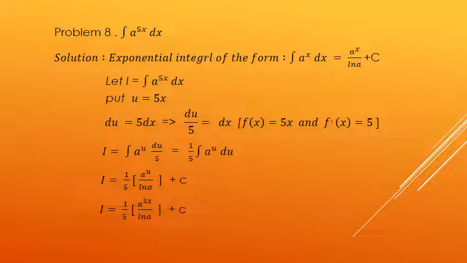So the given integral equals the integral of a^u du upon 5. We put the value of u and dx into the given integral. And the next result: we know that 5 is a constant dividing the function, so we put it outside of the integral, and the given integral becomes 1/5 times the integral of a^u du. Now we integrate it and we get the result 1 upon 5, a^u divided by ln a, plus constant.